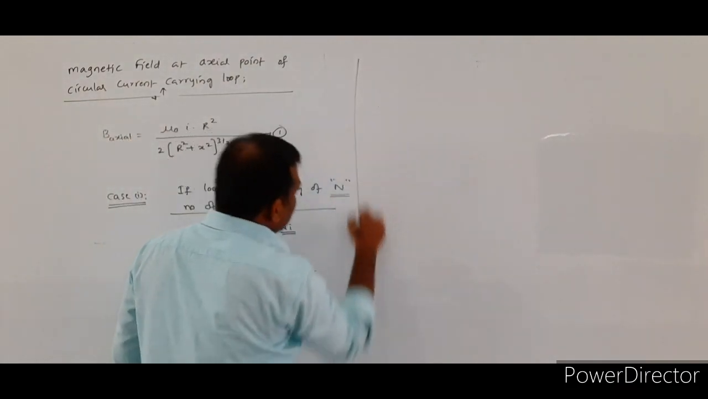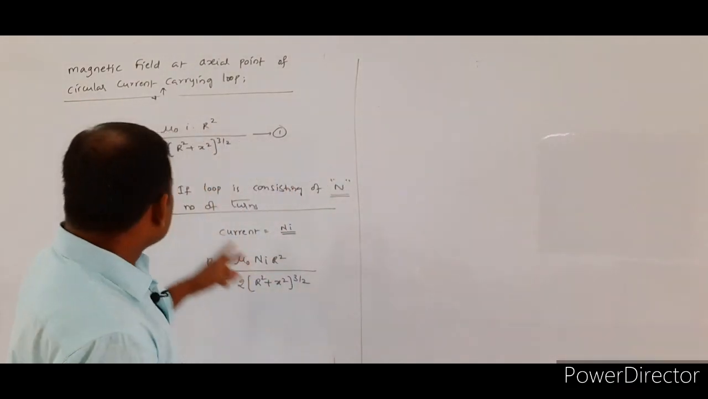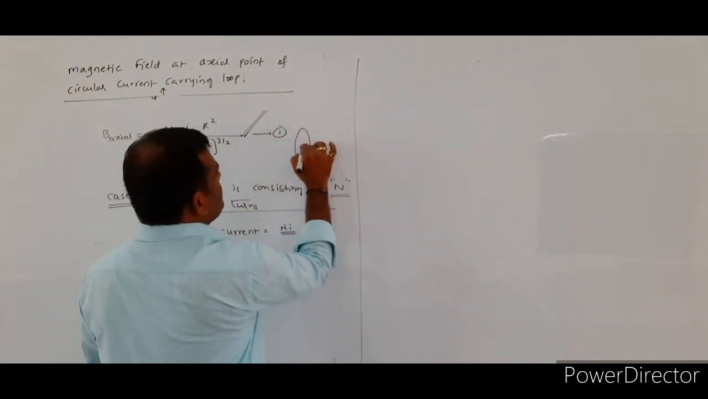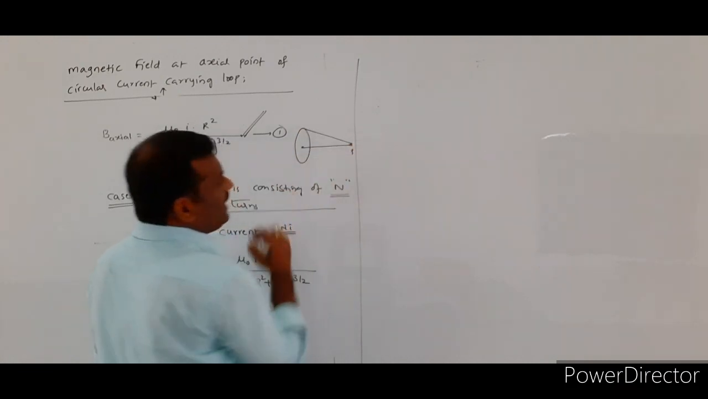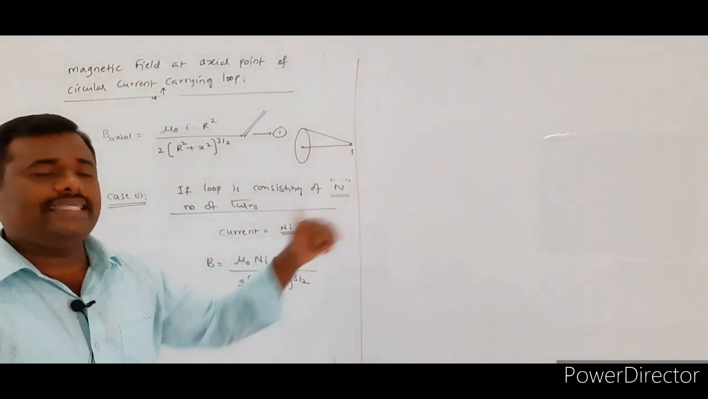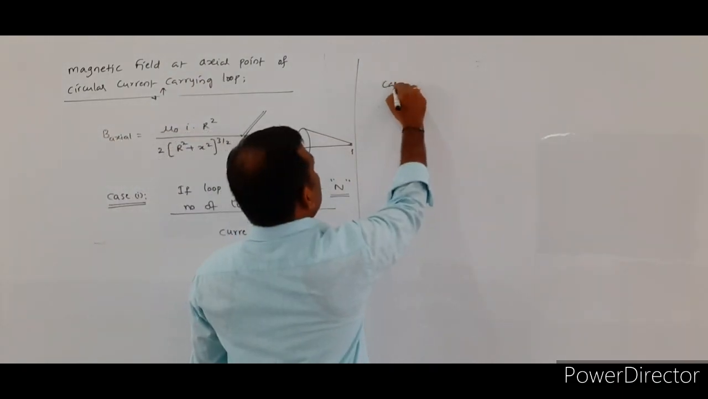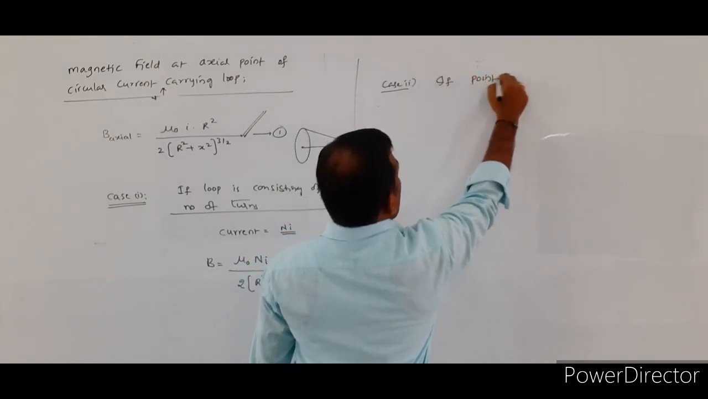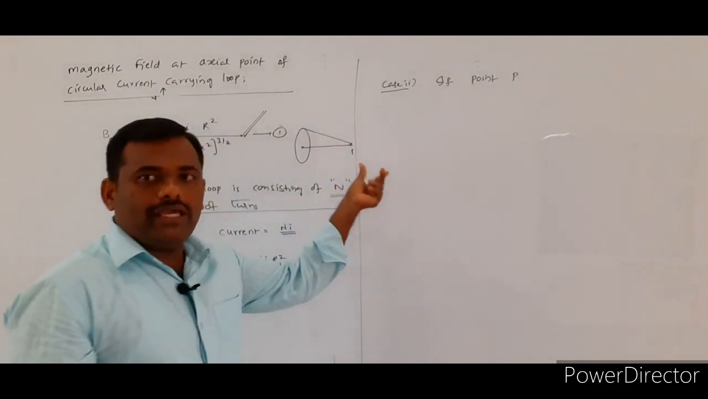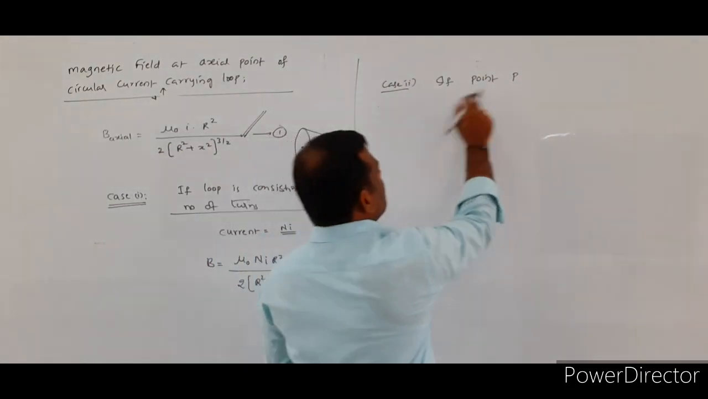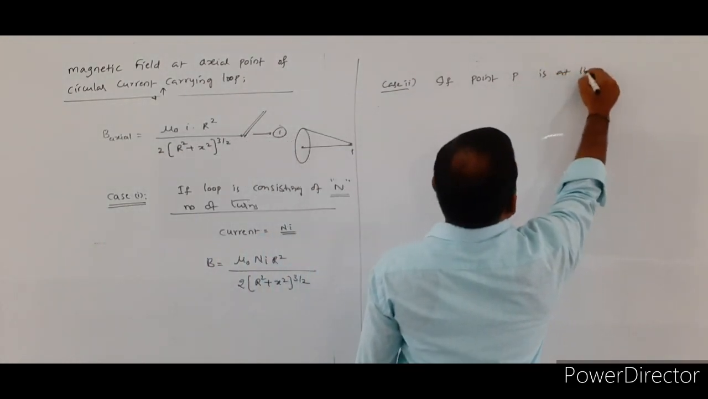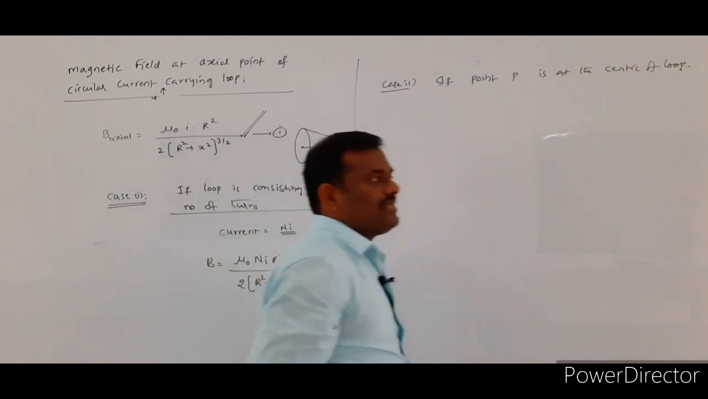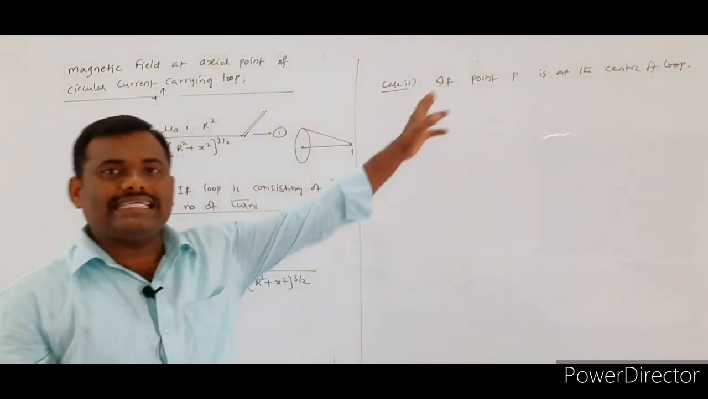Now, in the second case, here this formula calculates the magnetic field intensity at a given point on the axial line. Suppose in case 2, the point P, whatever point P you assume on the axial line, is at the center of the loop. So if you consider the point P to be placed where? At the center of the loop.